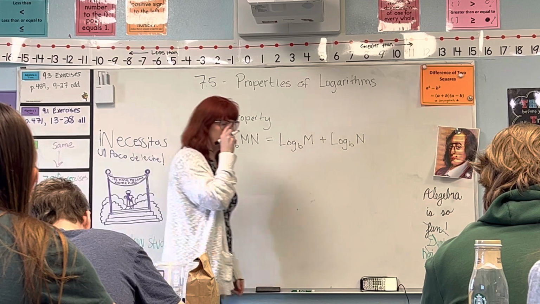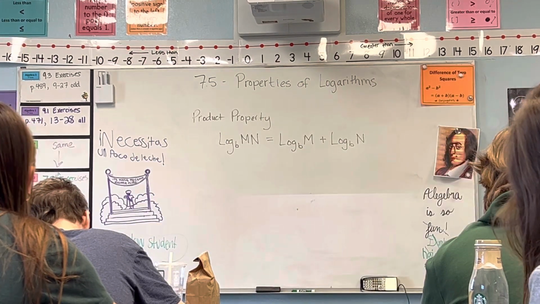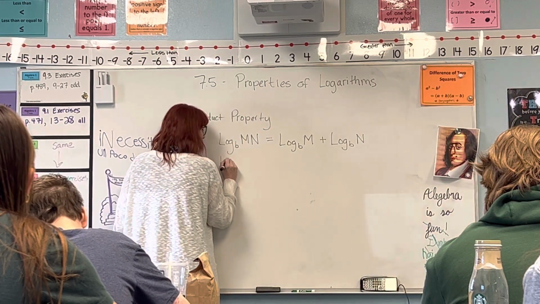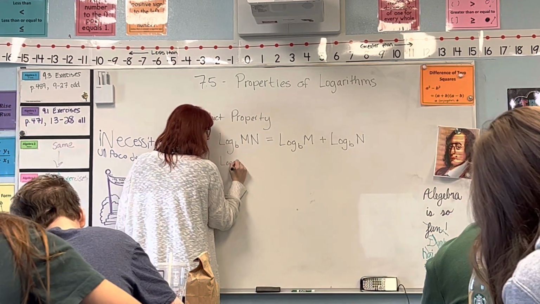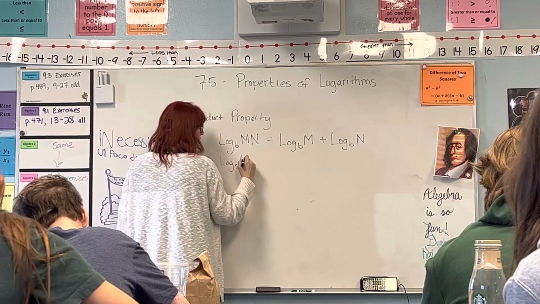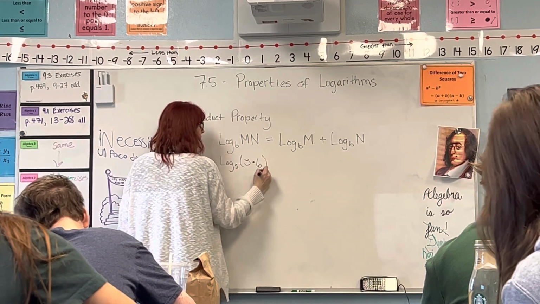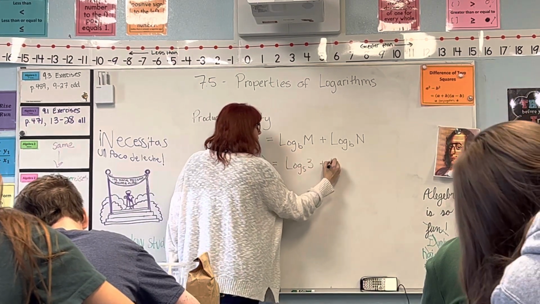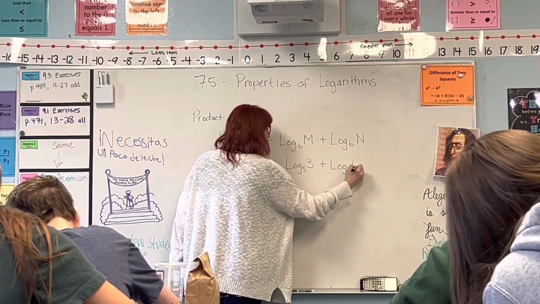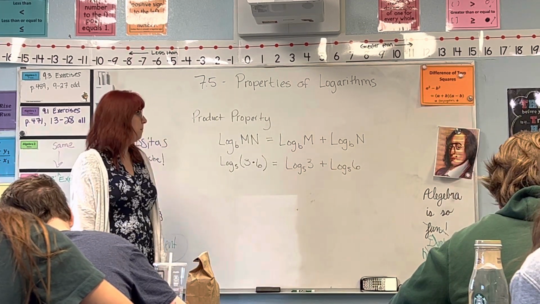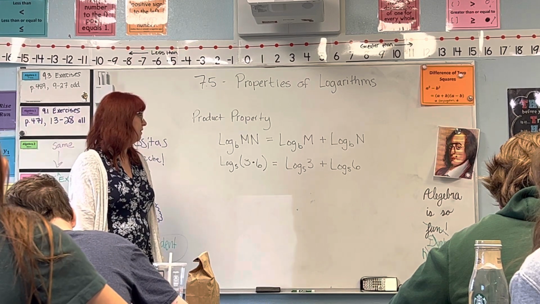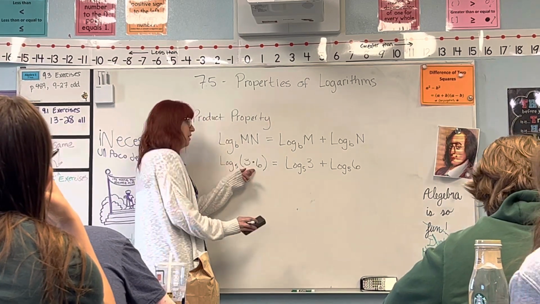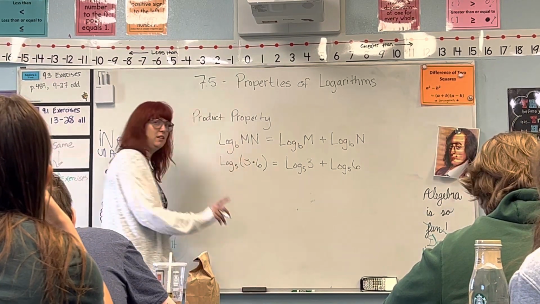Can I use a number? Yeah, sure. So if you have the log base 5 of 3 times 6, it would be the same thing as log base 5 of 3 plus log base 5 of 6. So it'd be log base 5 of 18? Yes. And sometimes you're given a number here and you've got to split it up into some factors. We'll get to that though.